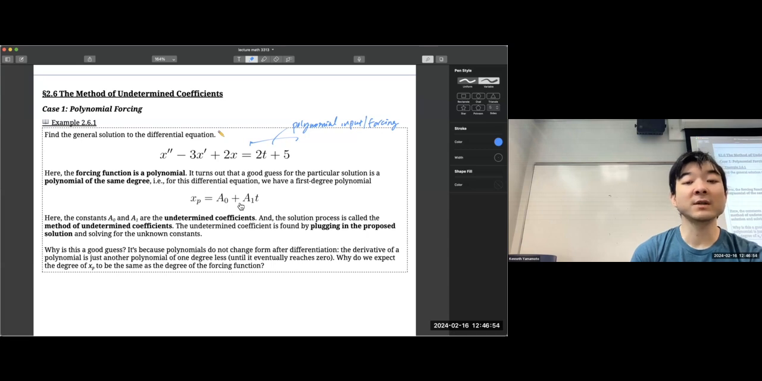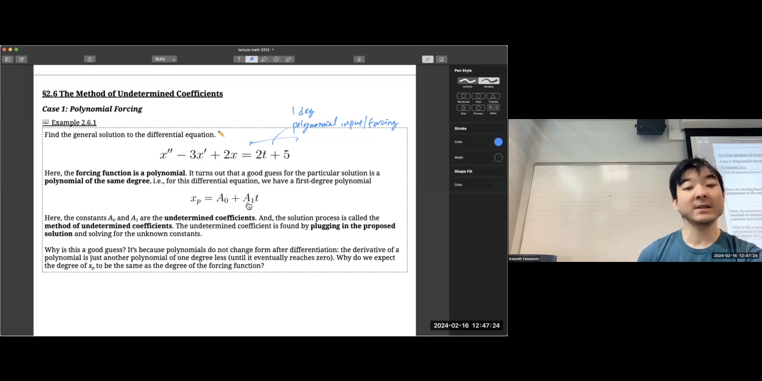And the idea is still the same. You try to propose a solution form for the particular solution that would give us hope for making the left-hand side resemble the right-hand side. If you have a 2t plus 5, we saw this before, we usually thought of it as the same degree polynomial. So this is a degree 1 polynomial, then you'd think it's going to be a general degree 1 polynomial as well.